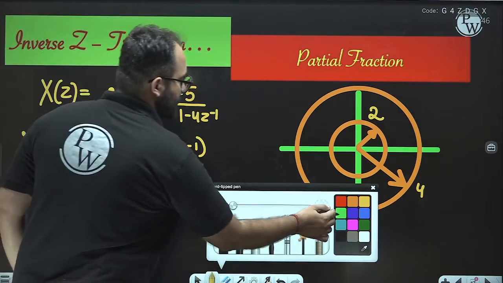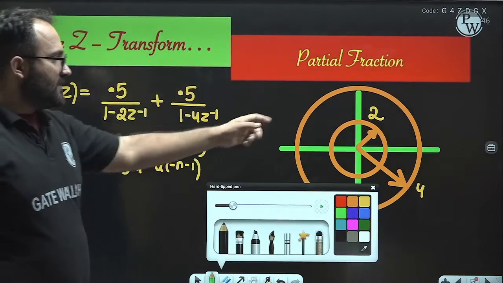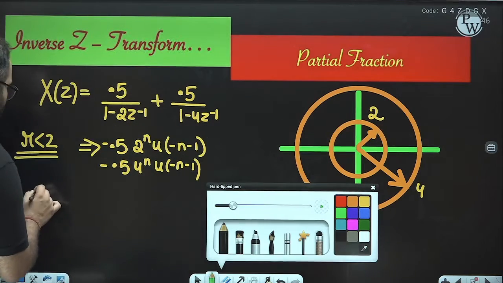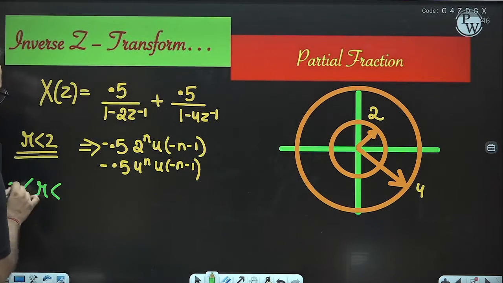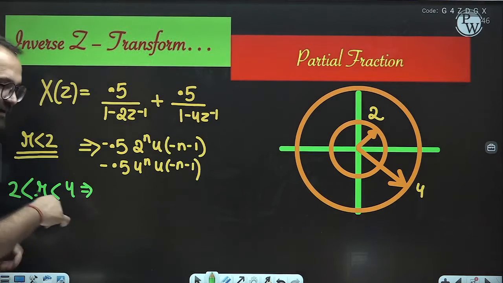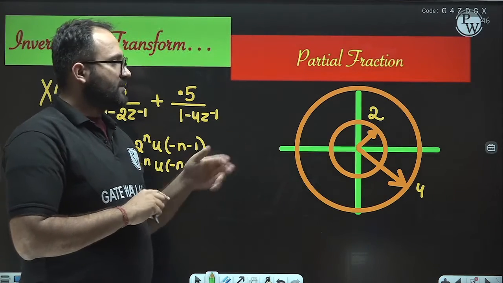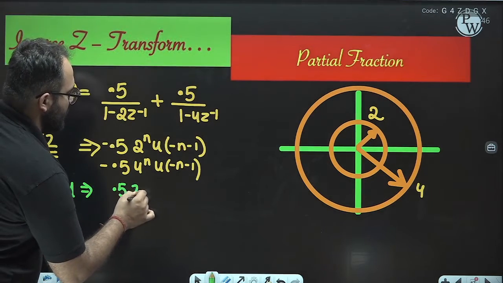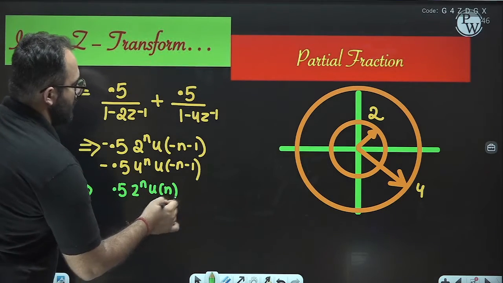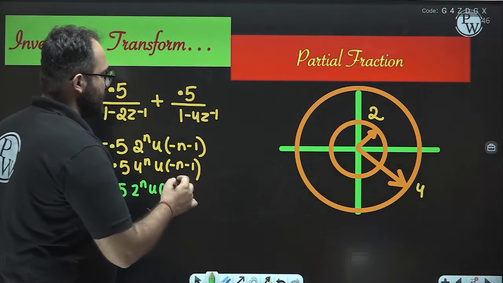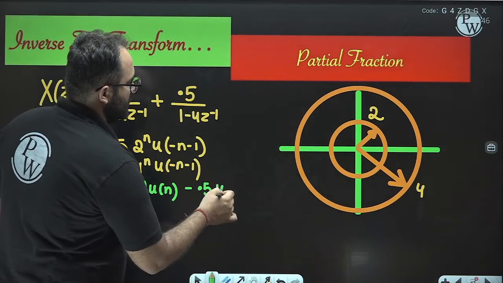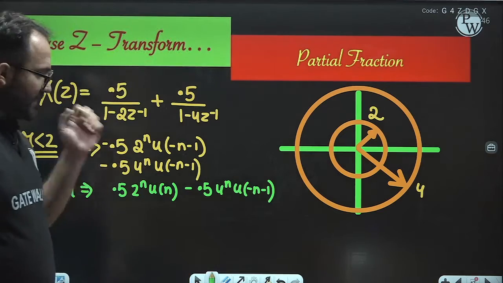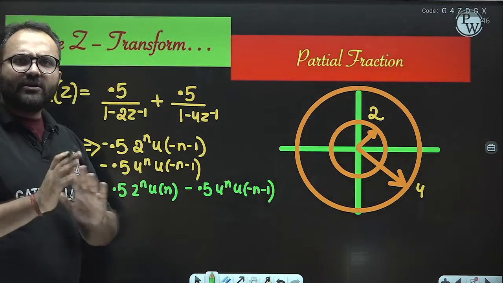Okay. Next, the second is the region between 2 and 4. So we can see that this region is outside the pole at 2. So the pole at 2 will be right sided, and the pole at 4 will be left sided because the region is inside the 4. Okay. So 2 is right sided, 4 is left sided, exactly similar to that of the Laplace.